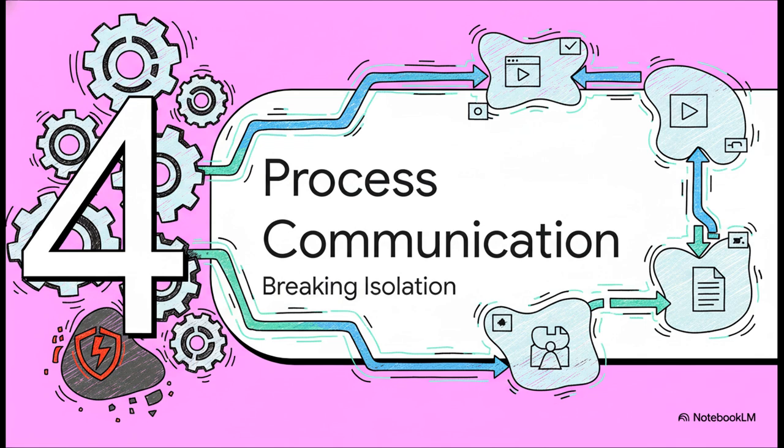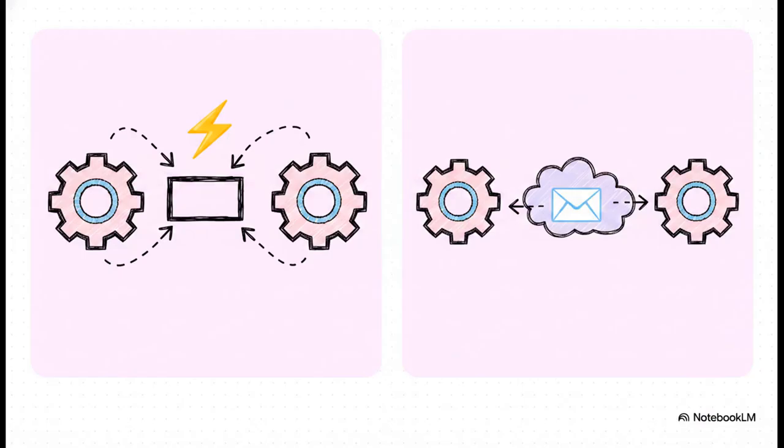Section 4. Breaking isolation, or how processes actually talk to each other. Up to this point, we've talked about processes as these strictly isolated little boxes. But if they're totally walled off, how do they collaborate to build massive, complex apps like the web browser you're using right now? They do it through inter-process communication, or IPC. There are two dominant models for this, and they both come with major trade-offs.